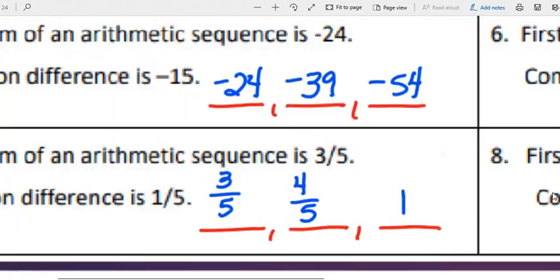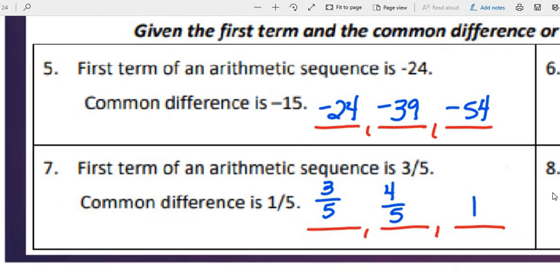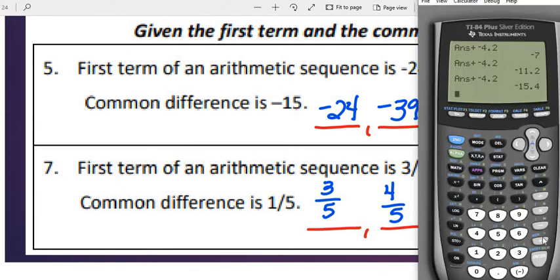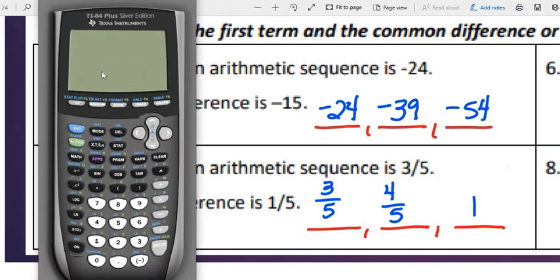On number 5, you see that the first term of the sequence is negative 24, and the common difference is negative 15. So if I type this into the graphing calculator, I'm going to type in my first term, negative 24, hit enter, and then add my common difference of negative 15, and then I come up with my next two terms that I need right here. I'm going to do the same thing with this one.